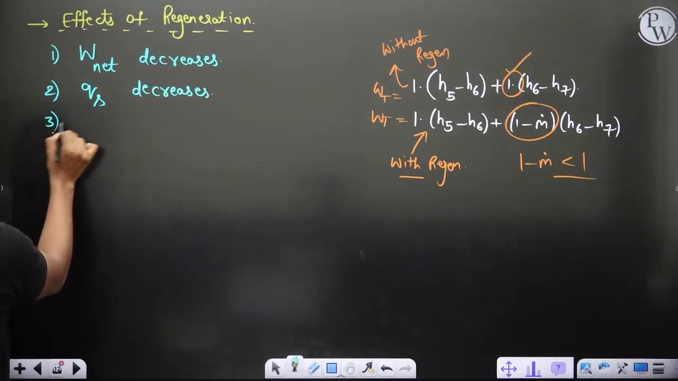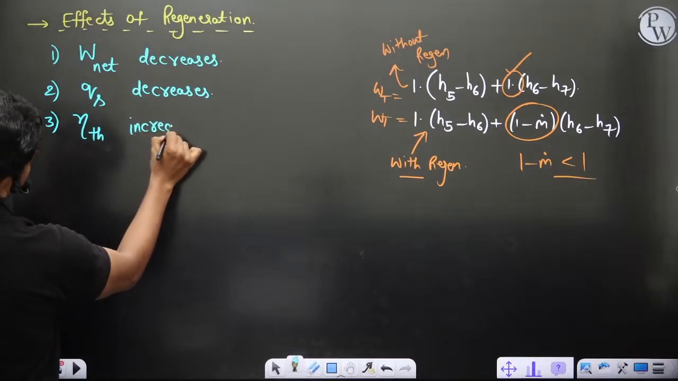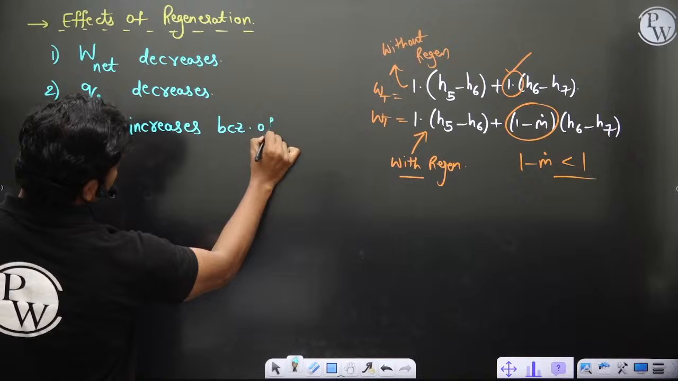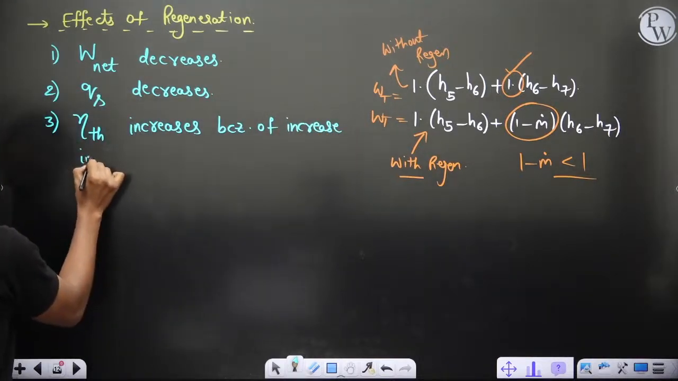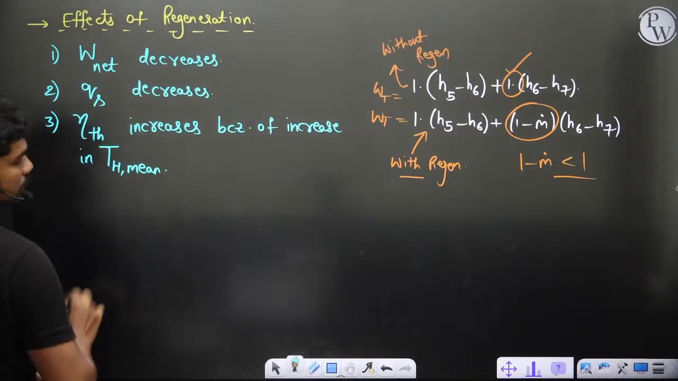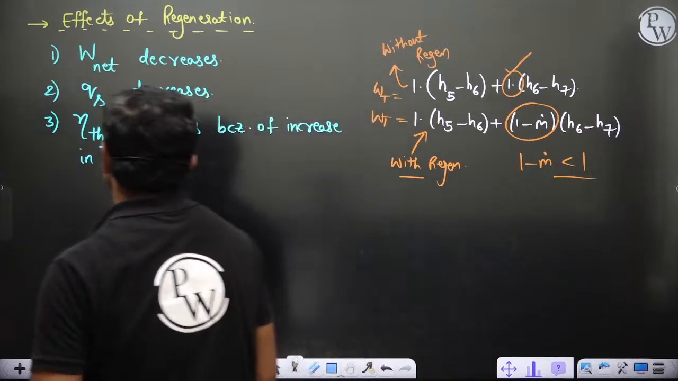And what happens to thermal efficiency? It increases, as I was telling since day 1. So this increases because of the increase in mean temperature of heat addition, TH mean. So this is because of TH mean actually. Clear?